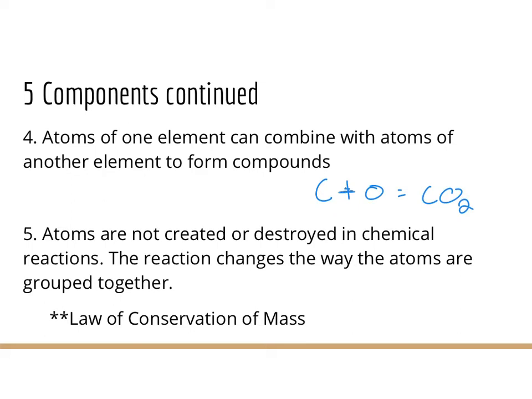And the compound that is formed does not have the same properties as either of the lone elements that originally formed it. So carbon and oxygen are both very different from each other and very different from this compound carbon dioxide. And then finally, atoms are not created or destroyed in chemical reactions. The reaction changes the way the atoms are grouped together, so we can change the arrangement of the atoms, but we don't actually change what's there. And this is known now as the law of conservation of mass.